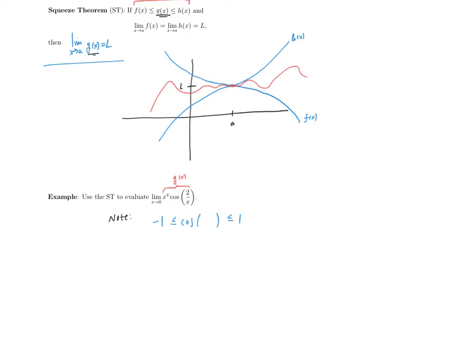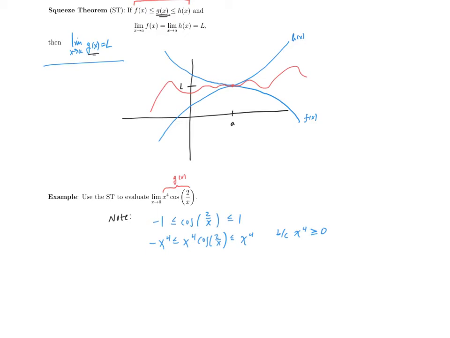And as long as we stay away from 0, and remember when we take a limit as x approaches 0, it does not matter what happens at 0. So we know -1 is always less than or equal to this cosine, always less than or equal to 1. Well, we also know that x to the 4th is positive. So if we multiply through by x to the 4th, we keep the inequalities in the same exact direction. This is because x to the 4th is always bigger than or equal to 0.